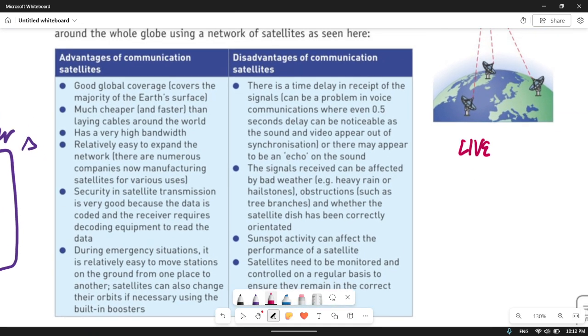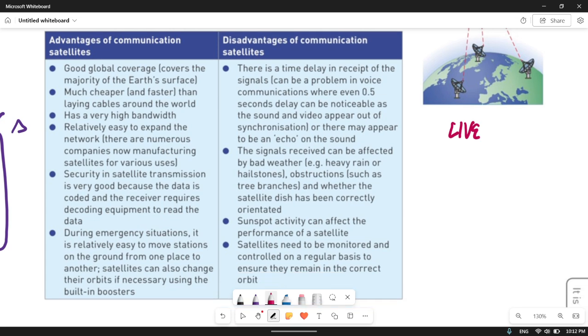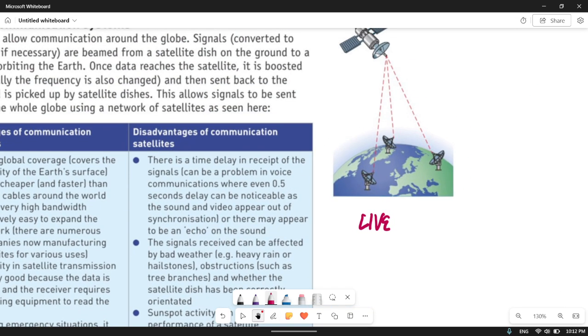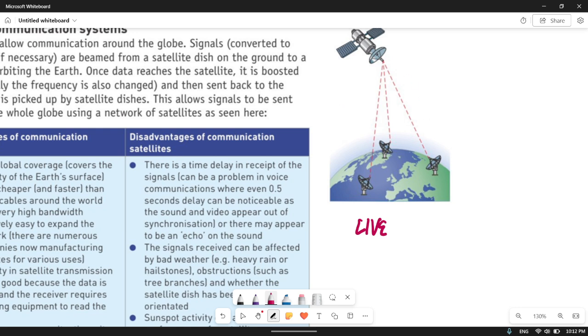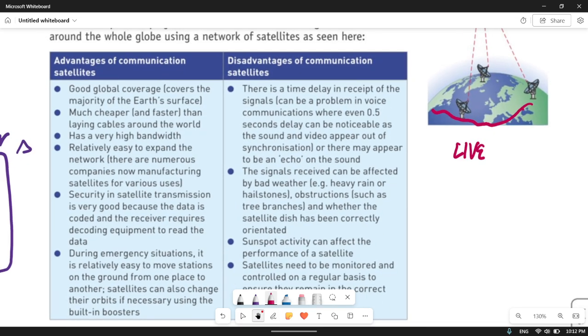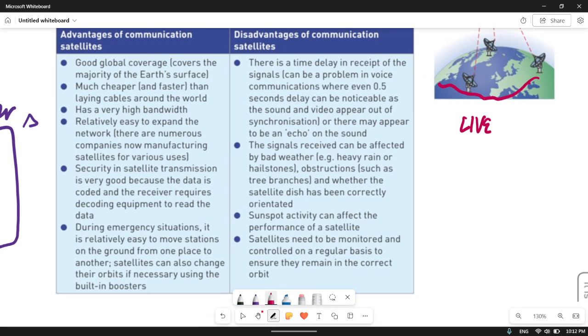So advantages: good global coverage, covers the majority of the Earth's surface. It's cheaper than laying cables around the world. Now, another way, instead of doing this, is to put cables under the ocean. We have that, okay? So instead of doing that, which is a very expensive method, satellites play a better role. It has very high bandwidth and it is relatively easy to expand the networks. You can just send in more satellites or set up more of these, which will expand the network.